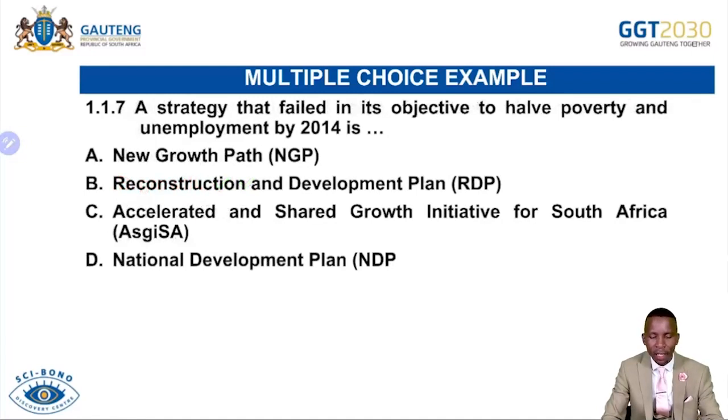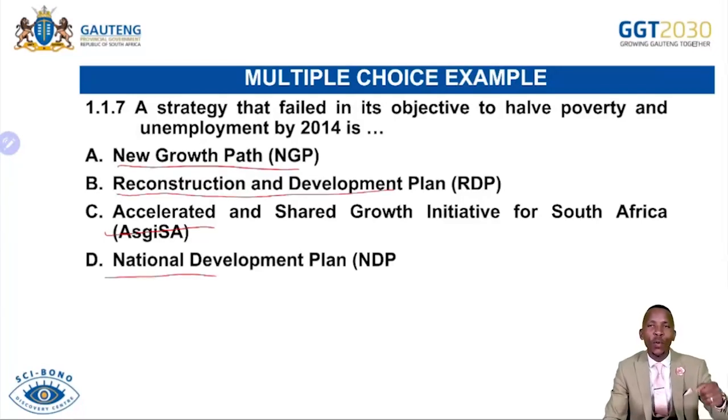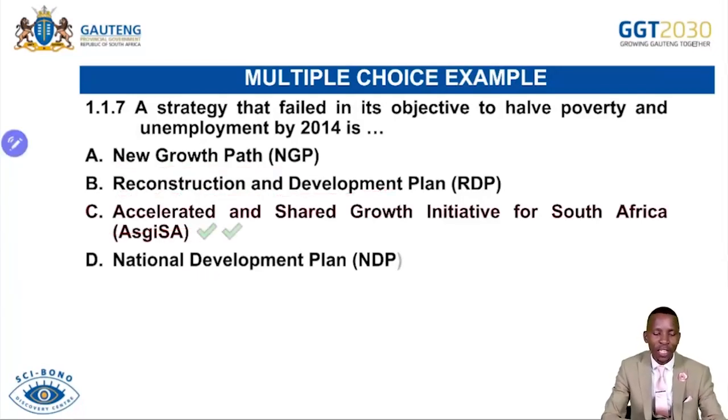A strategy that failed in its objective to halve poverty and unemployment by 2014 is, then you go straight to economic pursuit. You check which strategy that was given a chance, which did not succeed in reducing unemployment and poverty in South Africa. You know objectives that were laid out in those policies. NGP, RDP, ASGISA, and also NDP. Then you check, you know your content, we have covered it. You simply go straight and choose the answer where there is an ASGISA, Accelerated and Shared Growth Initiative for South Africa. And then we continue.